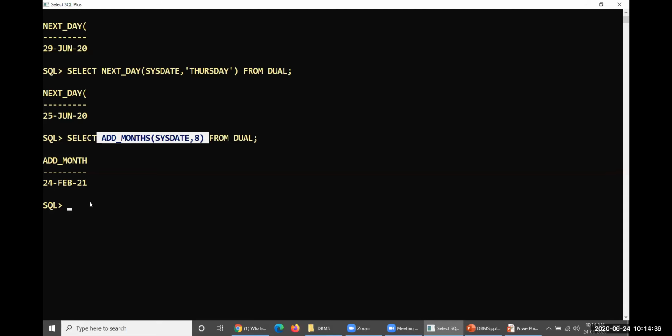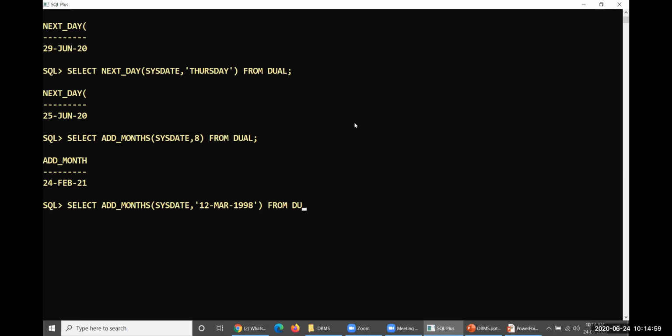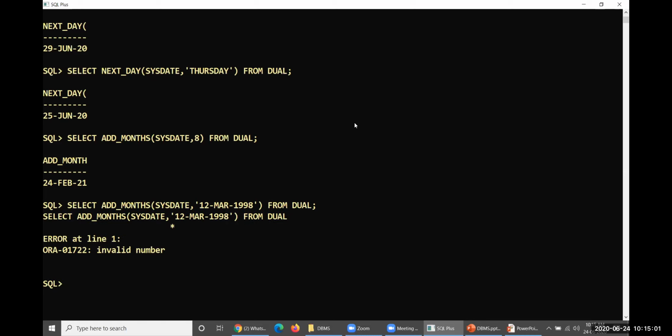Let me show you. Select ADD_MONTHS, add months. Date 1 is today, the system date SYSDATE, and one more date will be some 12th MAR 1998, for example. I'd like to consider like this from dual. If you take something like this, invalid number.